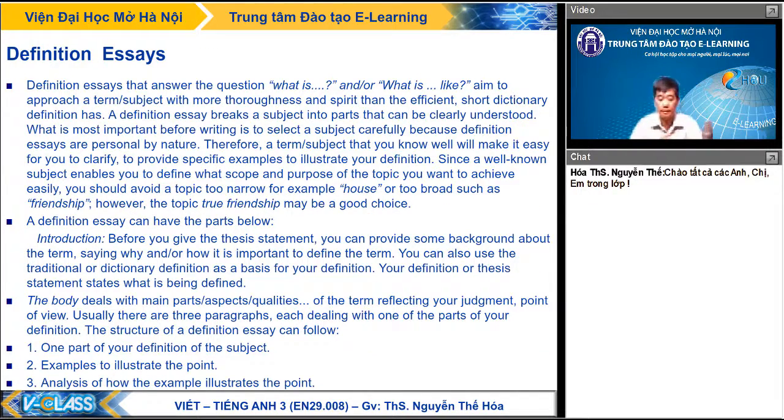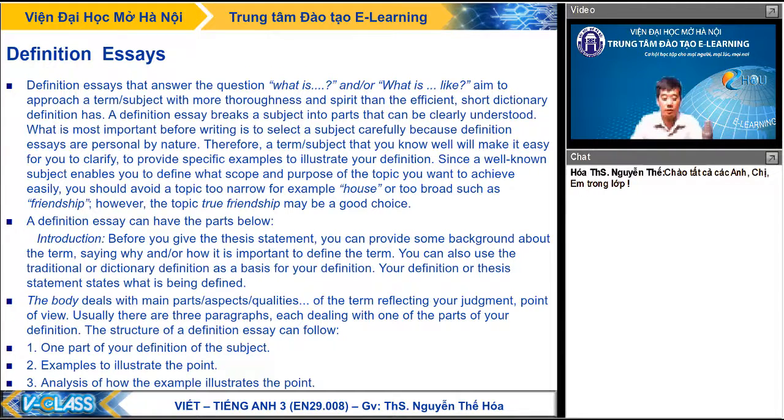Now, next. The next kind of essay is called the definition essay. So, what is it? A definition essay answers the question, what is it like? It approaches the term with more thoroughness and depth than the short dictionary definition. A definition essay breaks the subject into parts that can be clearly understood.